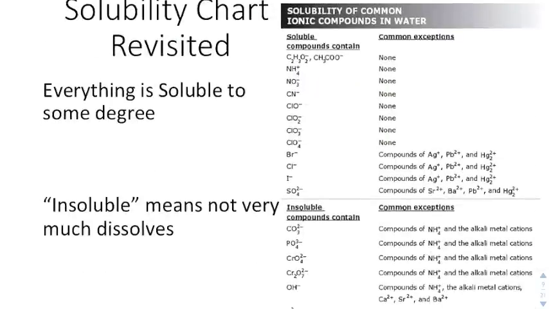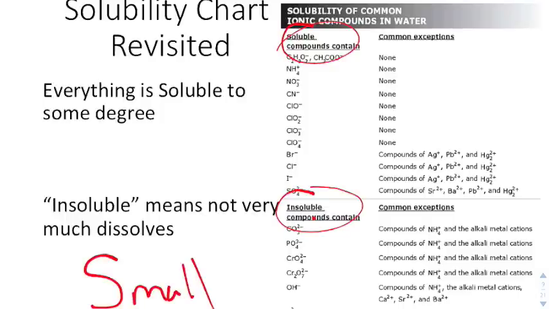So when you look at the solubility chart, we classified things earlier as soluble or insoluble. And that's true to some degree, but everything is soluble to a certain amount. The reason why things are classified as being insoluble is because there's very, very small amounts that are able to be dissolved. When something is classified as soluble, it has very, very high amounts of solubility. There is no absolute in terms of none of this will dissolve in water.